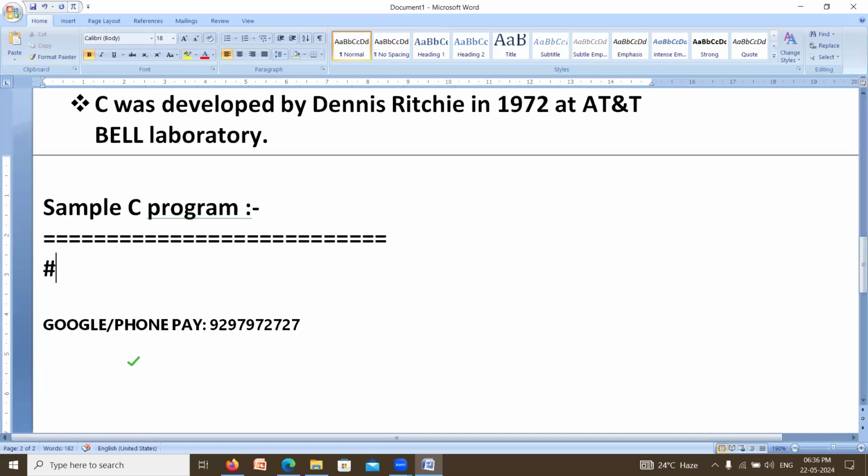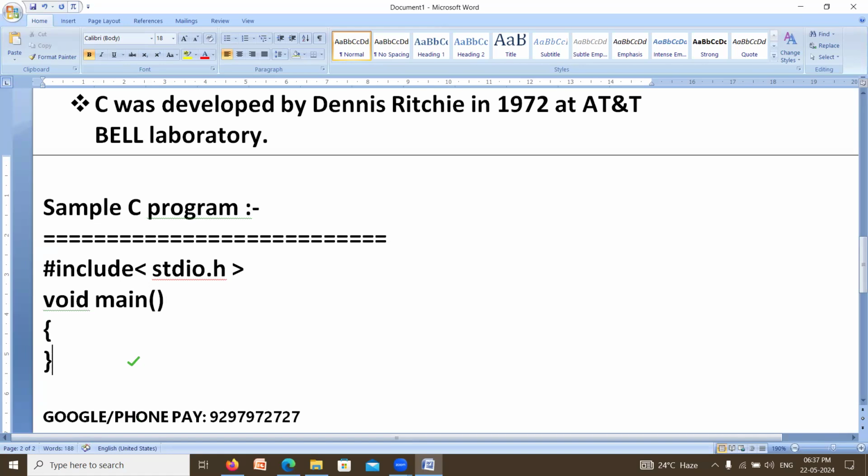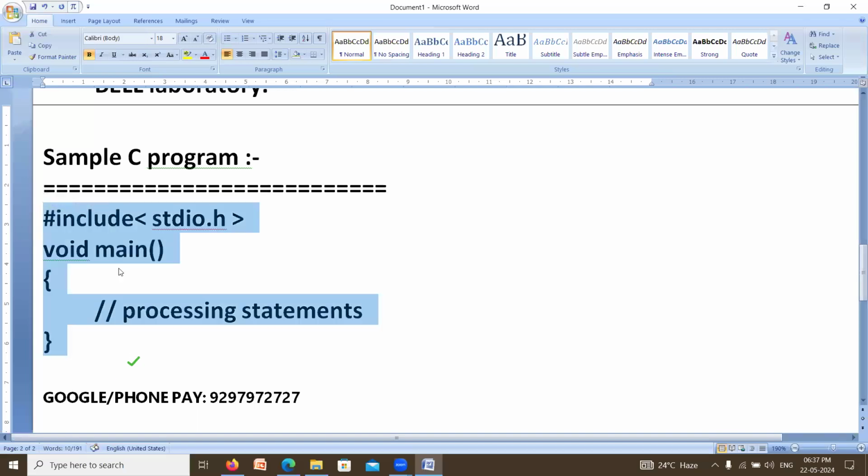In any program, the first line should be #include <stdio.h>. Here we need to write one main method, void main. Inside these two curly brackets, we need to write the solution to the program. It is called processing statements. It is a sample C program. Every C program should have this one, and the solution.